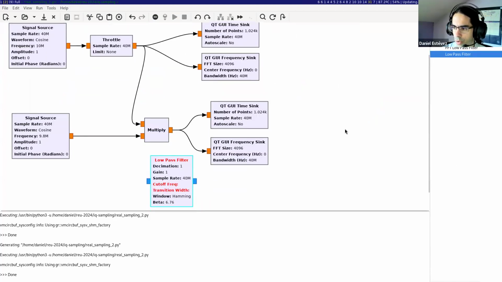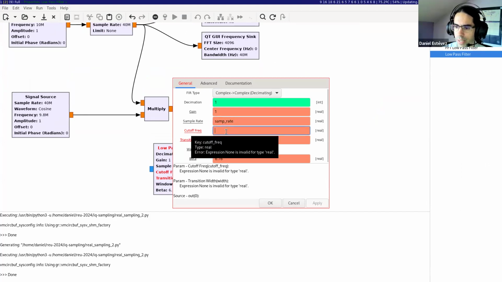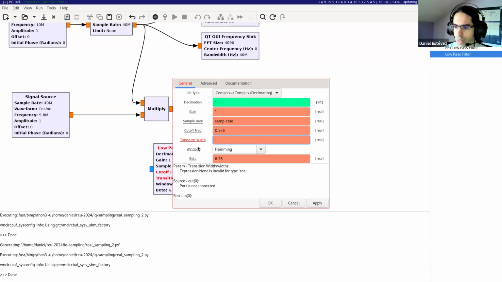So here I want to use a low-pass filter. And the low-pass filter already comes with a sample rate. We need to define a cutoff frequency, and I'm going to put it at 0.5 megahertz. And I will say why in a second. And then there is something which is called transition width. What is the transition width?